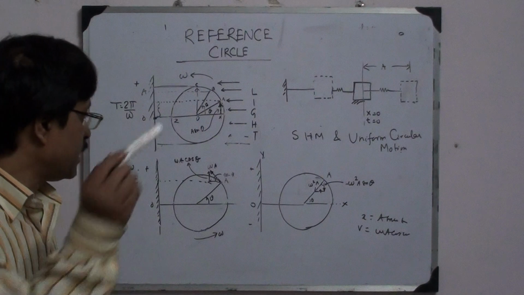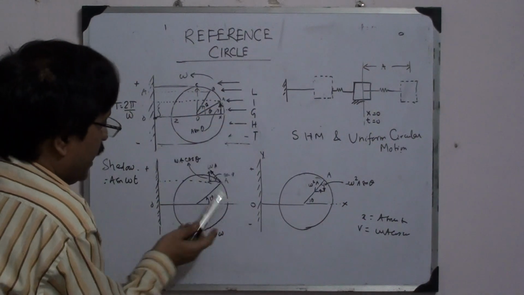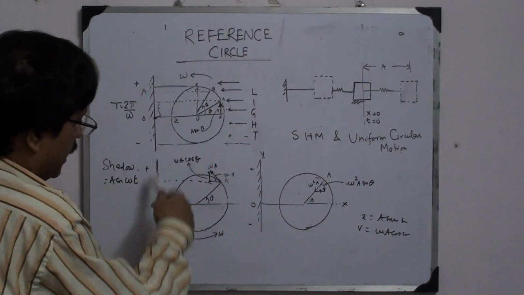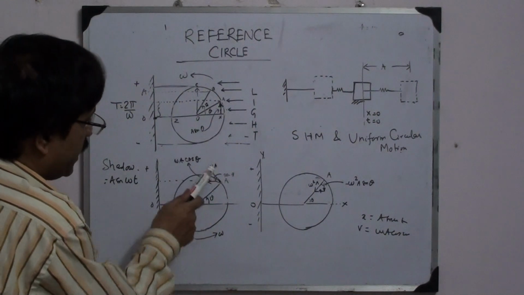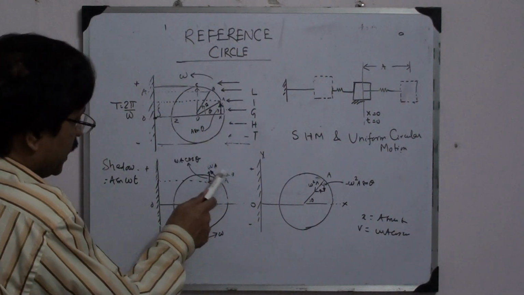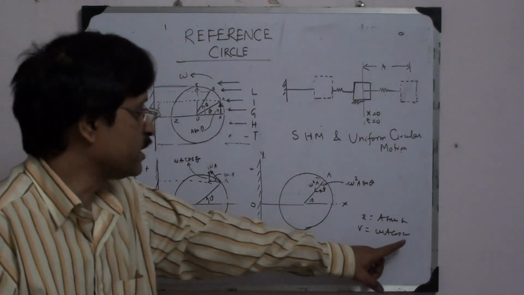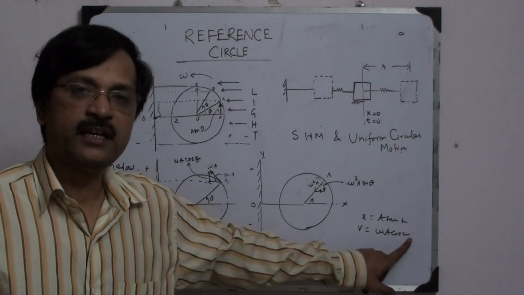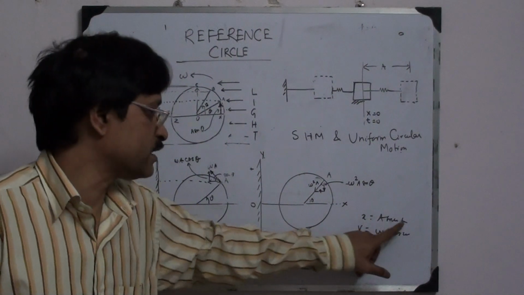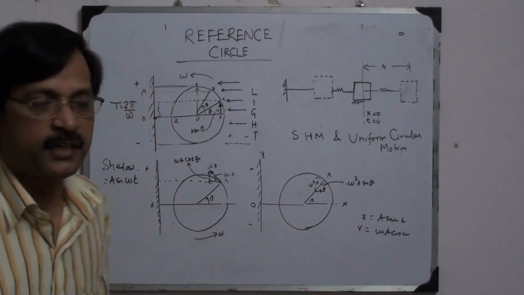Now, if you see the velocity at the point A, again the velocity is omega A. I have taken the counterclockwise direction. You see, the vertical projection of omega A is again omega A cos omega t, which is the velocity in the case of simple harmonic motion. X is A sin omega t, v is omega A cos omega t.